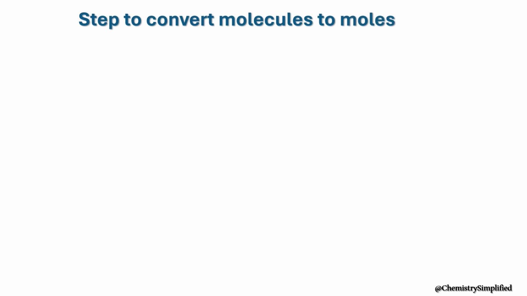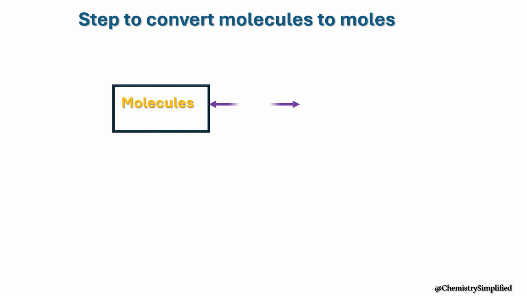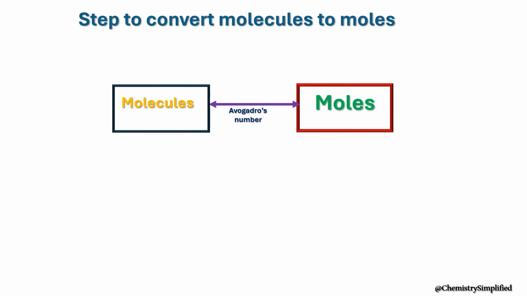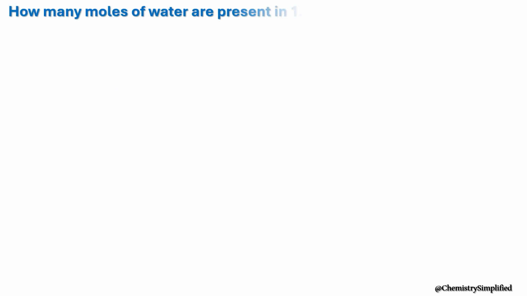Now let's look at the opposite. Let's say we want to convert molecules to moles. So let's say we're given molecules and we want to get moles. So this time we would divide by Avogadro's number in order to get moles. Let's look at an example. How many moles of water are present in 1.04 times 10 to the 24th molecules of water?